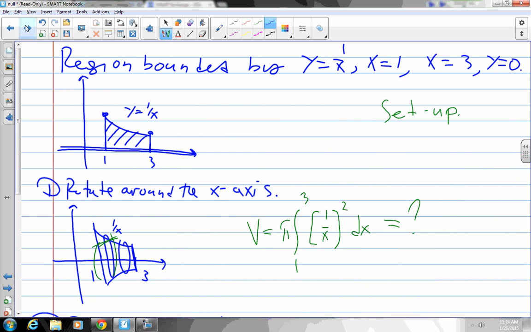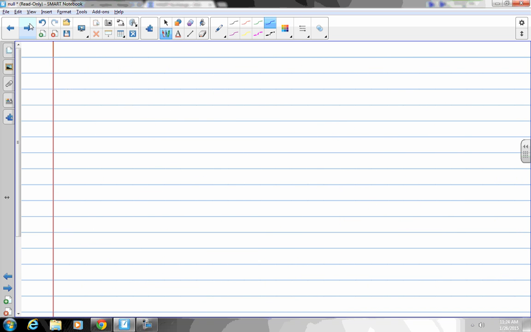Okay. So let's do the arc length. So that's section 7.4. So the arc length.